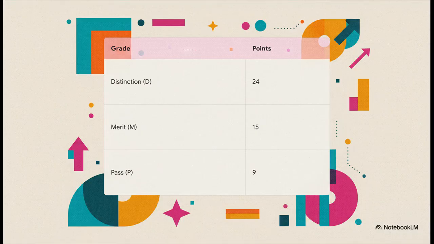And check this out. This is where aiming high really, really pays off. For a typical unit, a pass will get you 9 points. A merit gets you 15. But a distinction, that's a massive 24 points. That's a huge jump, right? It just shows how much those top grades can supercharge your total score.